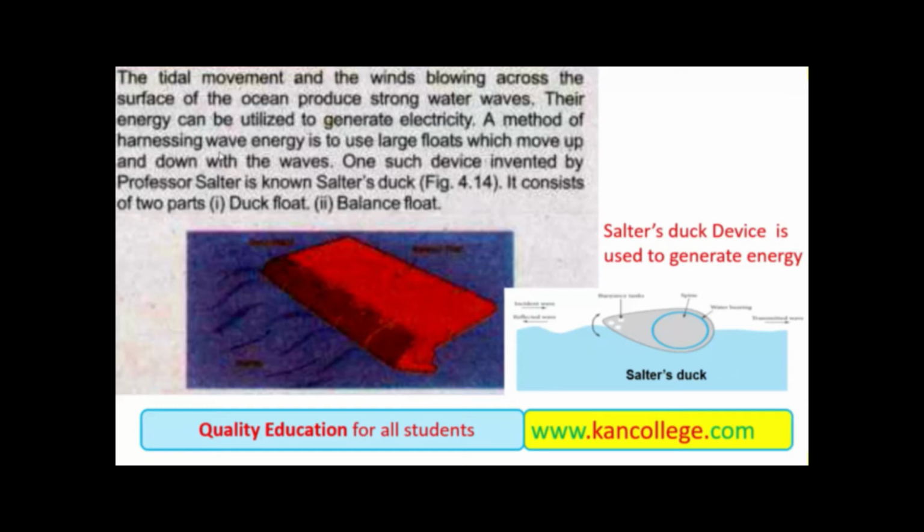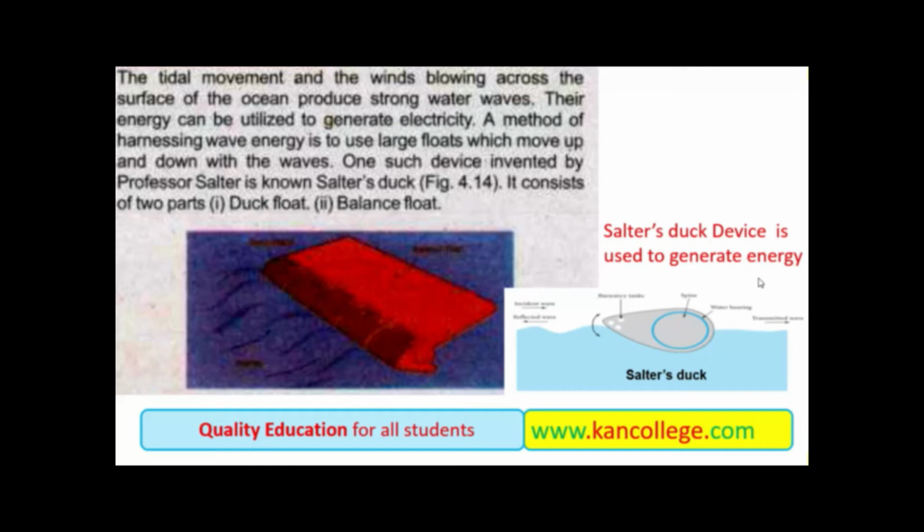A method of harnessing wave energy is to use large floats which move up and down with the waves. One such device, invented by Professor Salter, is known as Salter's duck. It consists of two parts, the duck float and the balance float. The side view of the Salter duck is shown over here.